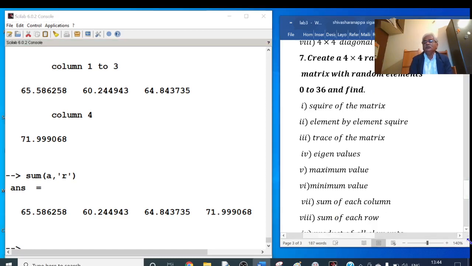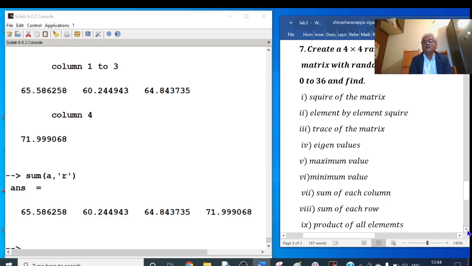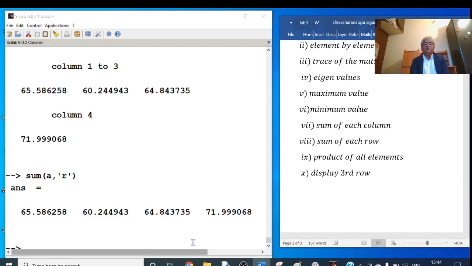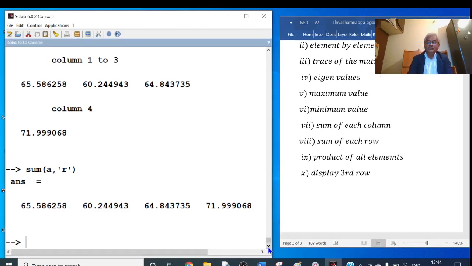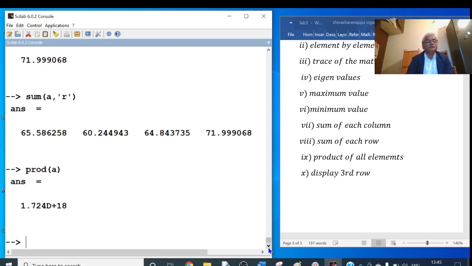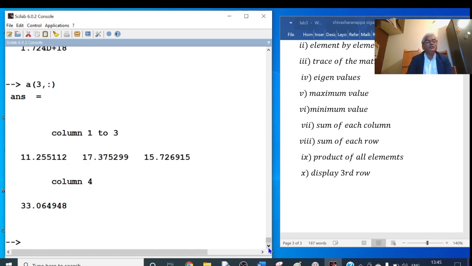Next one, sum of each row is over. Product of all elements. The command is prod A, enter. This is the product of all the elements. Display third row: that is A, open bracket, third row 3 comma all the columns colon, close the bracket. This is the third row.